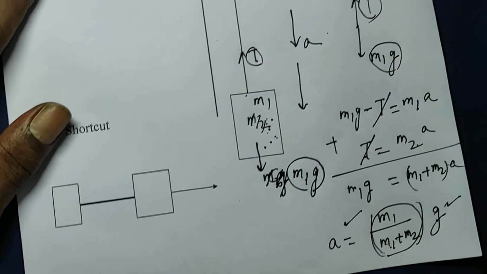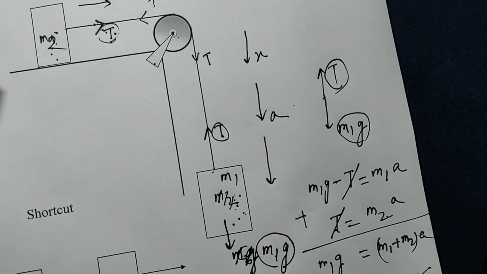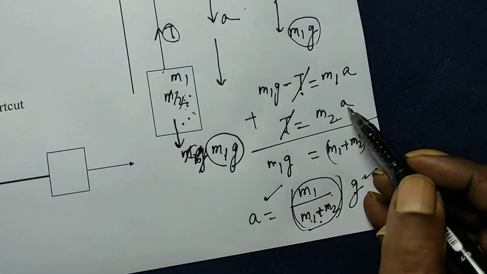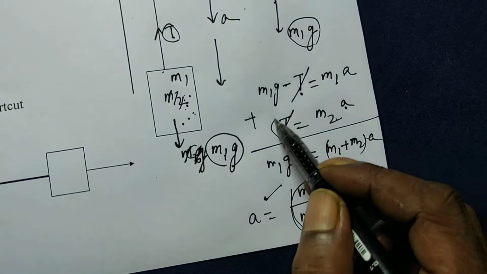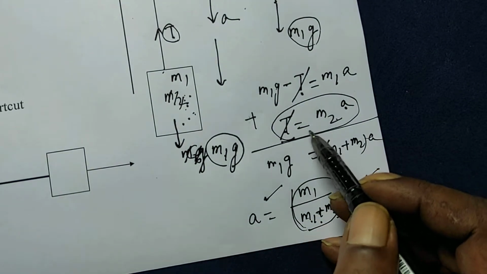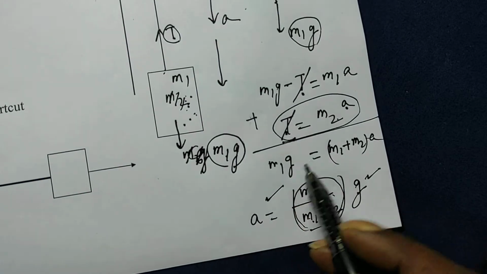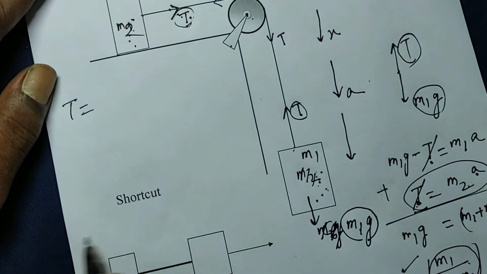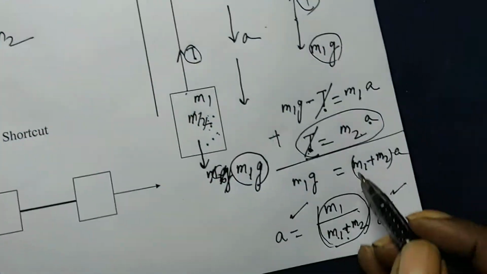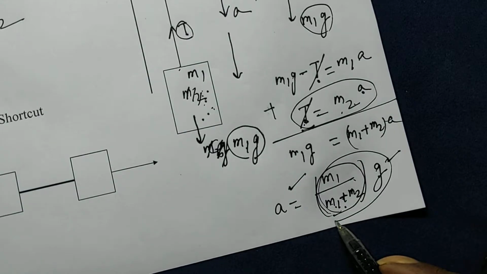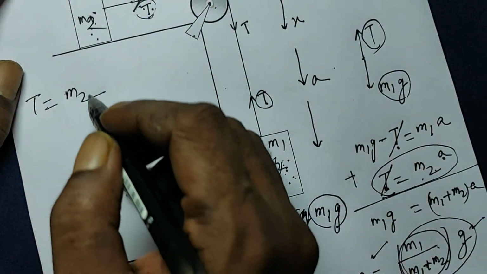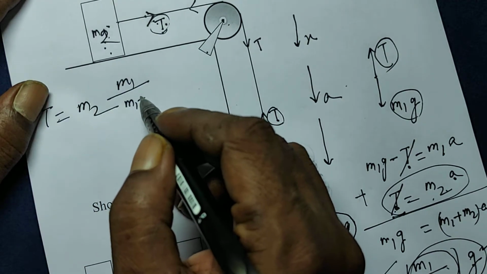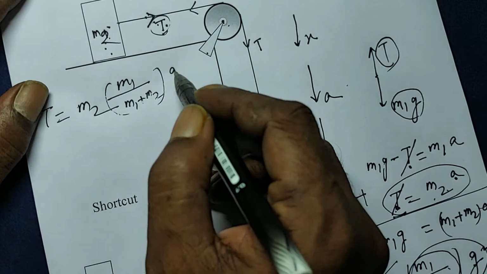Shortcut also very quickly. Now if you put the value of this acceleration here, you will also find t. And if you put it here, you will also find t. But by putting it here, you will find it quickly here. So tension will be, I'm writing it here, m2 times this acceleration. So I can write it here, that is equal to m1 over m1 plus m2 times g.